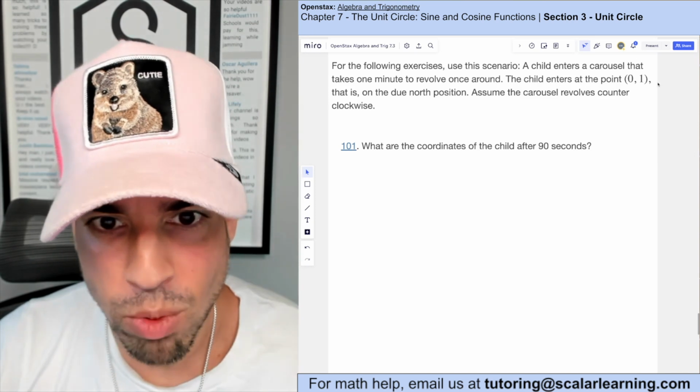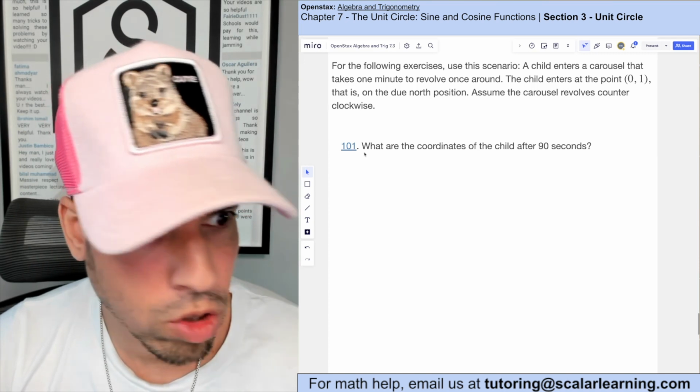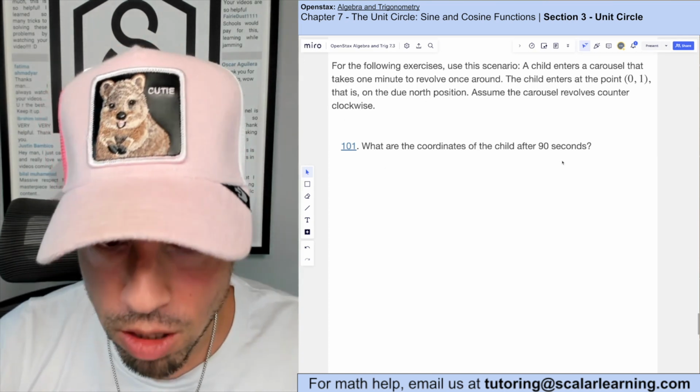A child enters a carousel that takes 1 minute to revolve once around. The child enters at point (0, 1), which is in the north position, and then assume it revolves counterclockwise. What are the coordinates of the child after 90 seconds?